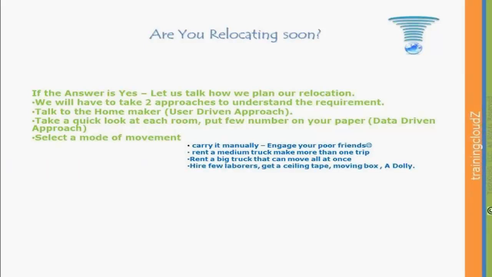And then hire a few laborers, get sealing tape, get moving boxes, get a dolly. You all need this, right? This is the list of items that you need to purchase for your move to happen. And then segregate the items: important, unimportant, electrical appliances, wooden, fragile, important but not urgent, good to have, waste and useless. These are the categories.